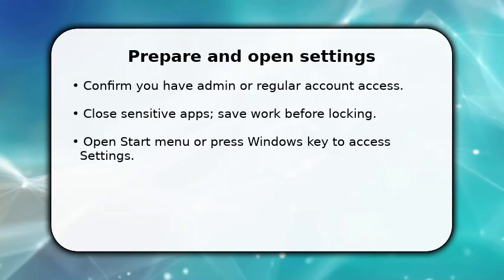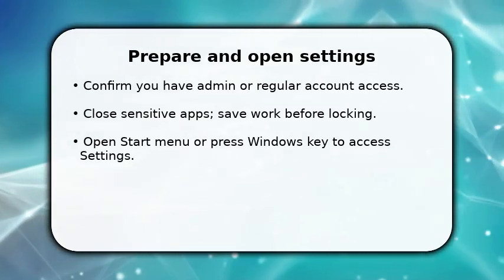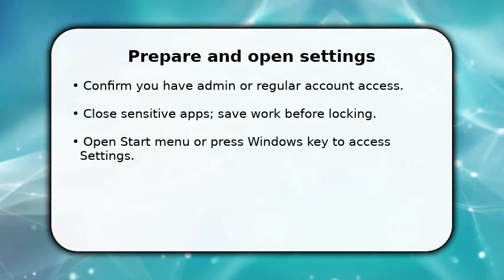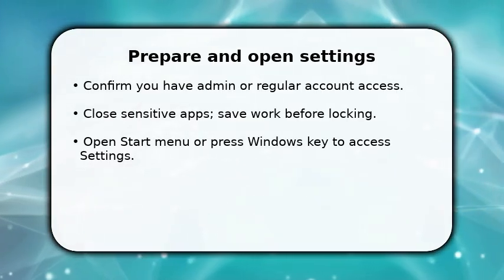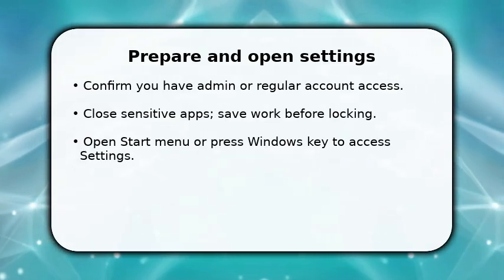Next, open the Start menu or press the Windows key to access Settings or the User Profile menu. This step sets the stage. You're creating the exact state you want preserved behind the lock. Make sure notifications are acknowledged, otherwise they may reveal info while you step away.